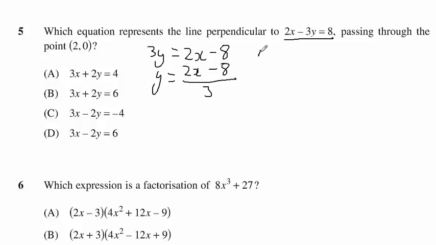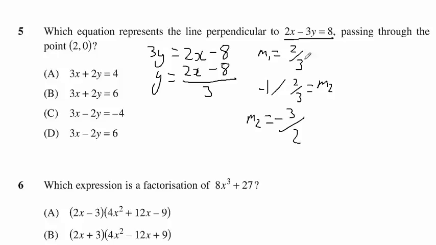So now we know that the gradient of that first line, m1, equals 2 over 3. And so if -1 divided by 2 over 3 equals m2, m2 must equal negative 3 over 2, which is just the inverse of that, negative, of course. And so now we have to construct a new line with that gradient. And so we can write that as y equals negative 3 over 2 x plus c.